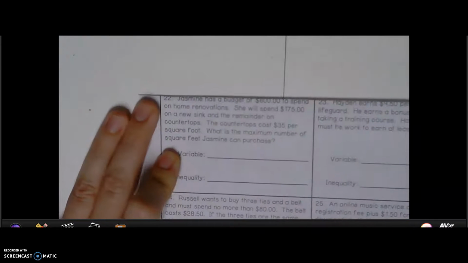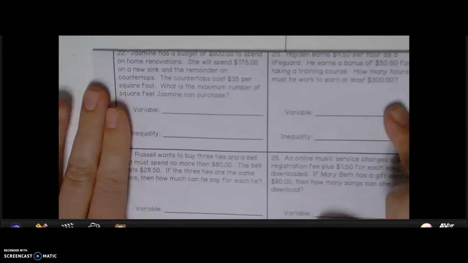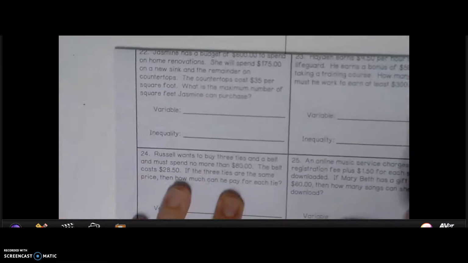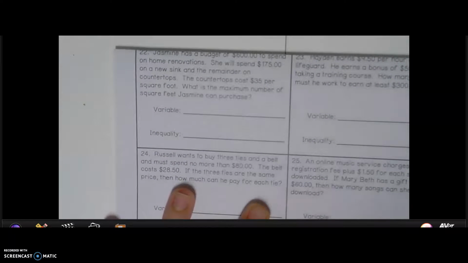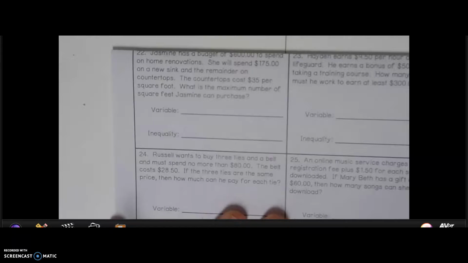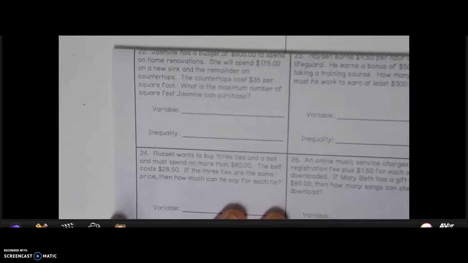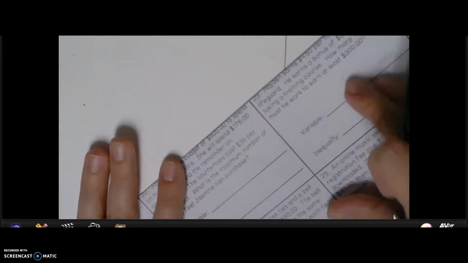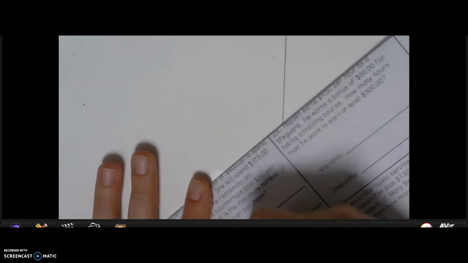All right, so Jasmine has a budget of $600 to spend on home renovations. She will spend $175 on a new sink and the remainder on countertops. The countertops cost $35 per square foot. What is the maximum number of square feet that Jasmine can purchase? So our variable is going to be the number of square feet in the countertop.